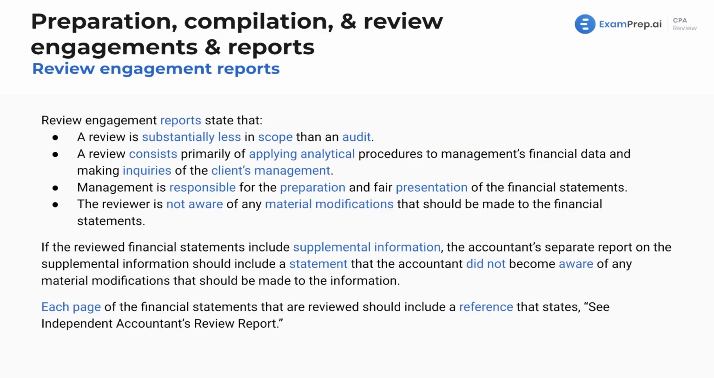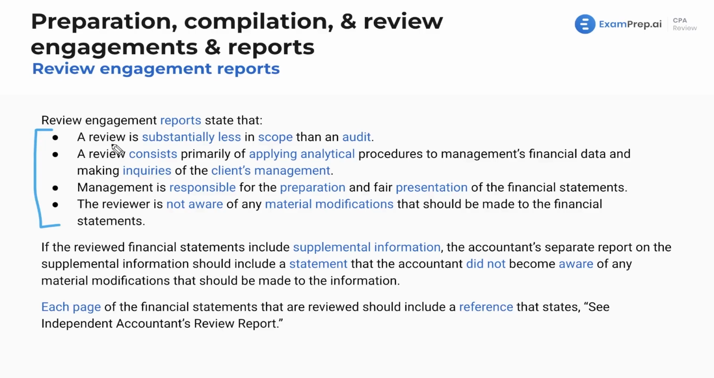Let's talk about the reports. We've got the lesson at the very end of the course where we go through essentially the end deliverables for all these engagement types, but let's touch upon the different types of reports for these engagements as we see them now. So a review engagement report states the following, and I would definitely make sure you know these. These are just facts about review engagements, as well as you should know that the review engagement specifically mentions them, and you'll see why in a second.